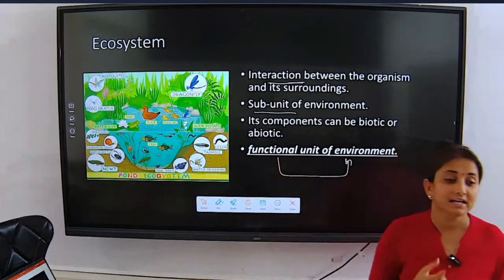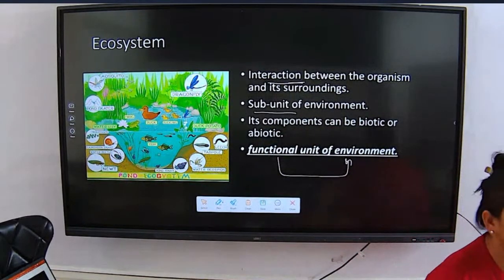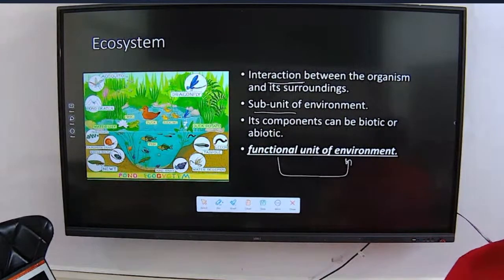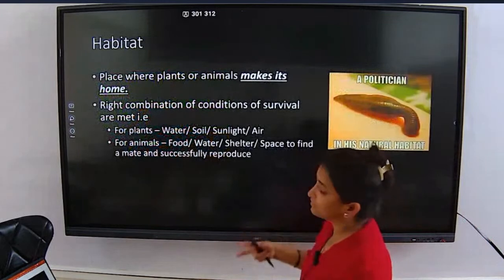Functional unit because it is performing a certain function. The biotic and the abiotic components are communicating with each other. Fine. So it becomes the functional unit of the environment, or the alive unit.